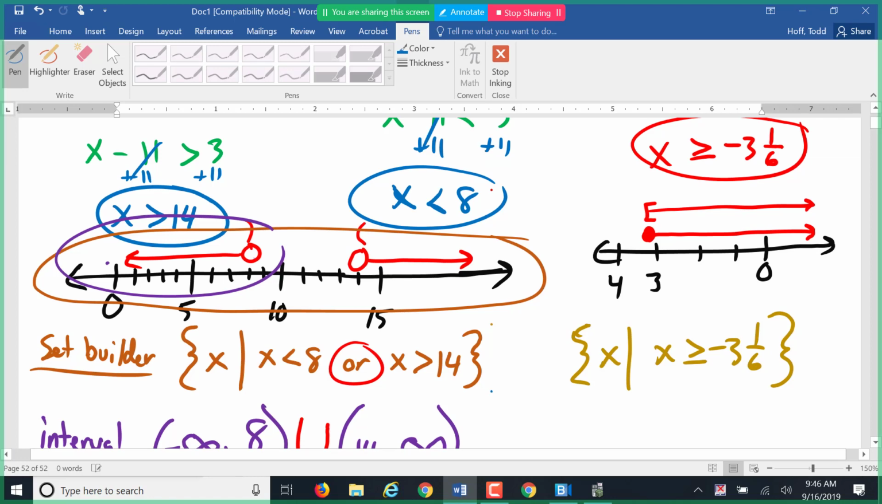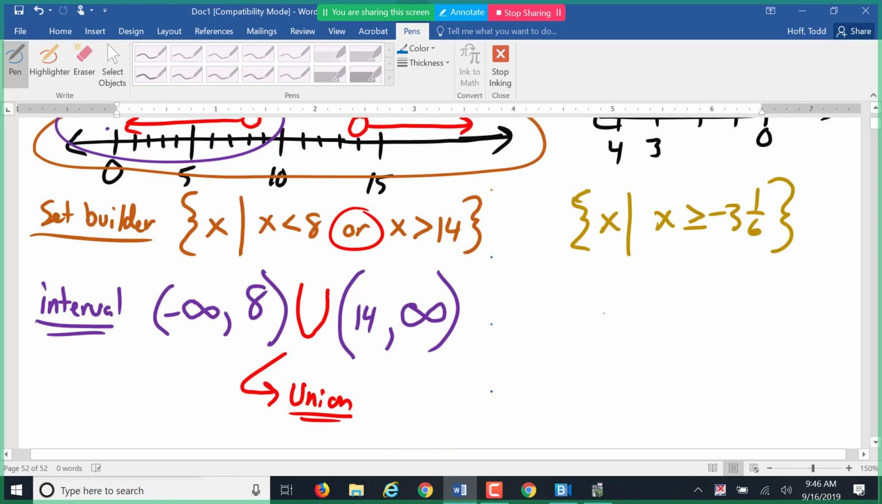Interval notation, well, it goes from negative 3 1/6. It's inclusive. It's greater than or equal to, so it's a square bracket, up to positive infinity. And remember, with infinity we always use the round bracket because technically you can never reach infinity.